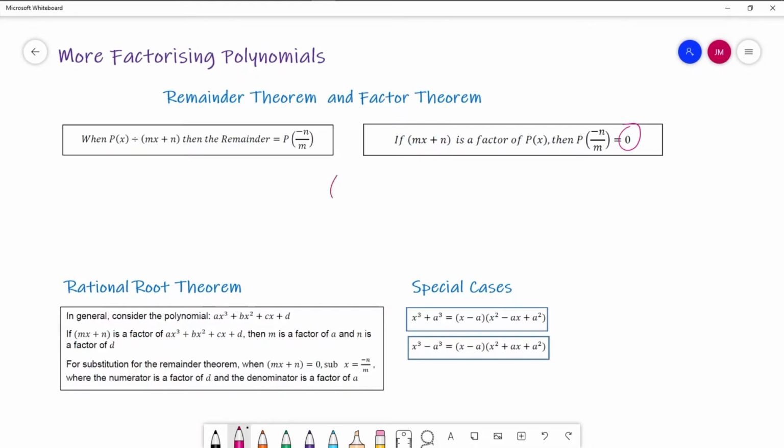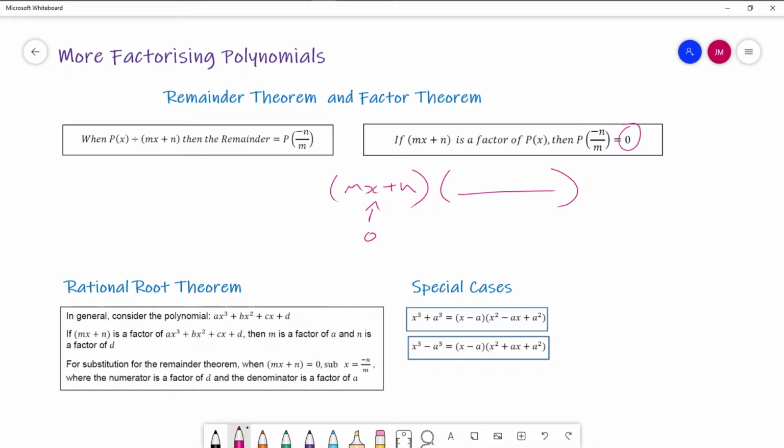Because if we write it all out, mx plus n, times whatever is here, then if this bracket were to equal 0, then the whole thing is going to equal 0. So the factor and remainder theorem look pretty similar, but if you sub in the value of x that makes that bracket 0, whatever is left over is your remainder, and if it's 0, it's a factor. You can then use your answer.